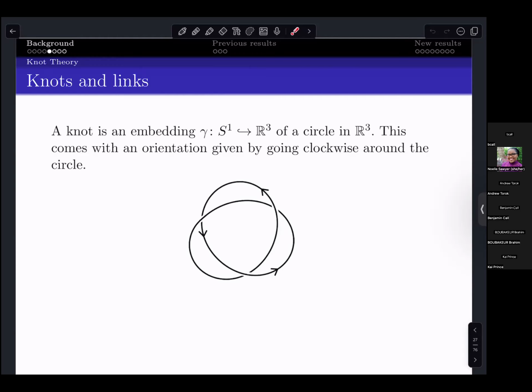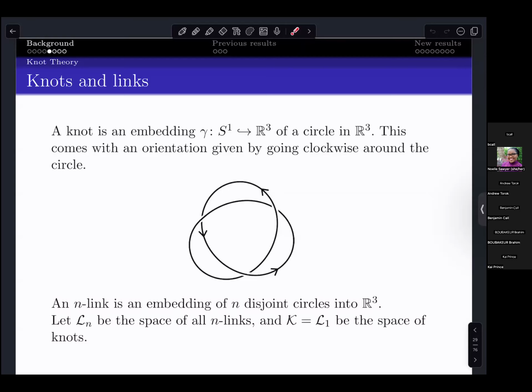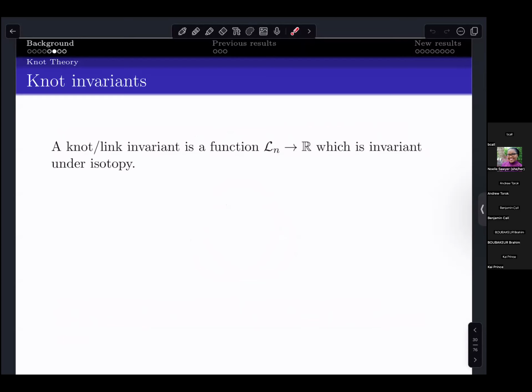And just like you would with this piece of string, we think about them. Oh, I should say this first, sorry. An n-link is just n of these things that I just joined. And I have some notation: Ln will be the space of n-links, and K, which is just L1, will be the space of knots. But people consider knots up to isotopy.